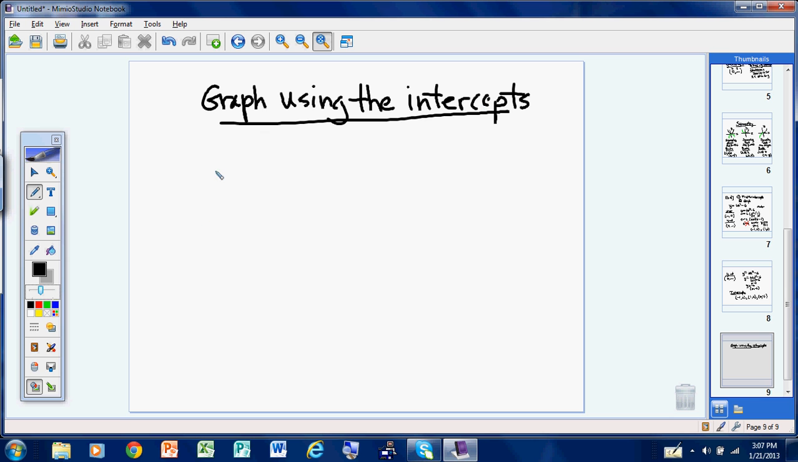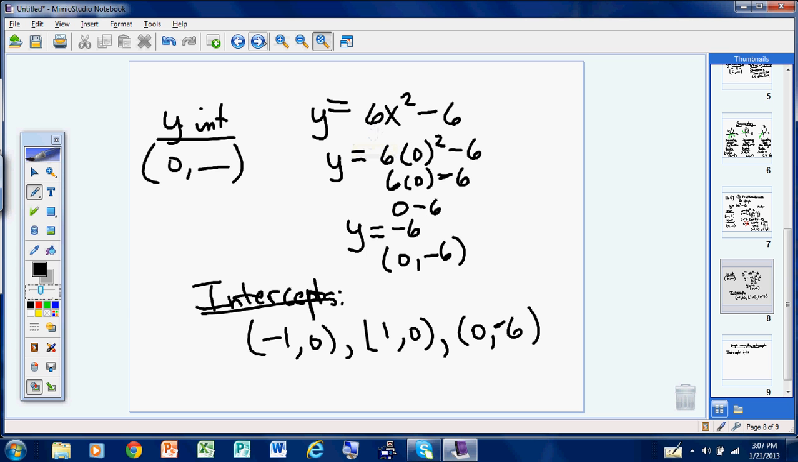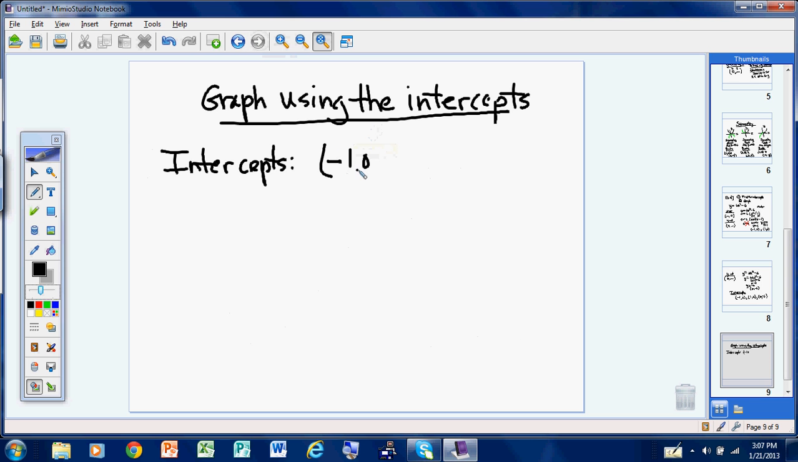Okay, so again, the intercepts that we had were points that were described as (-1, 0), (1, 0), and (0, -6). So let's try to put these on a graph now.